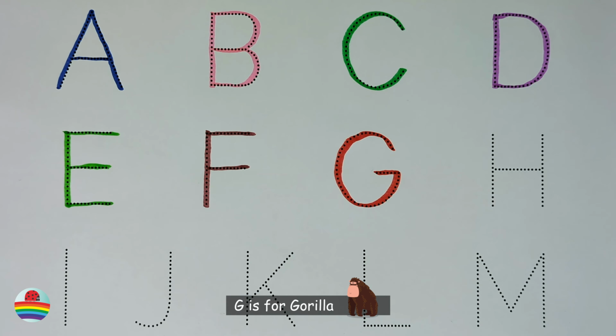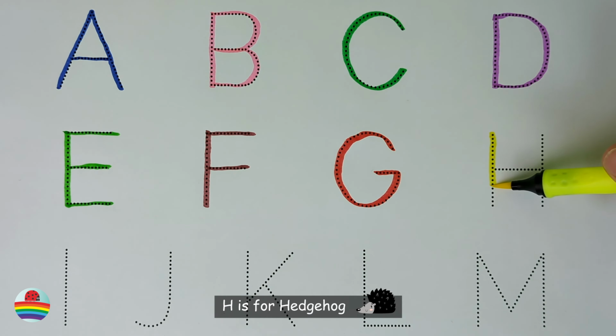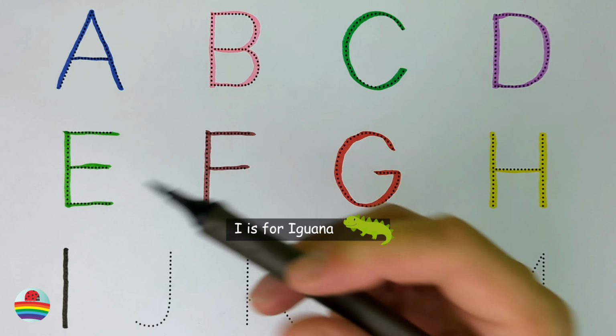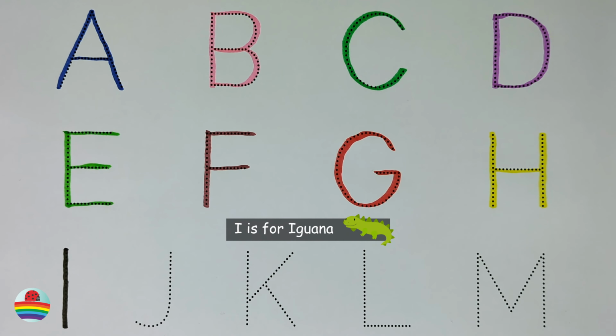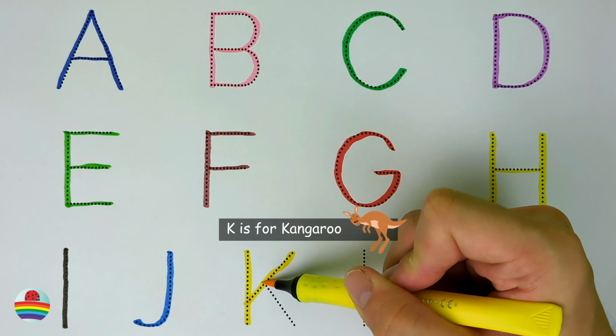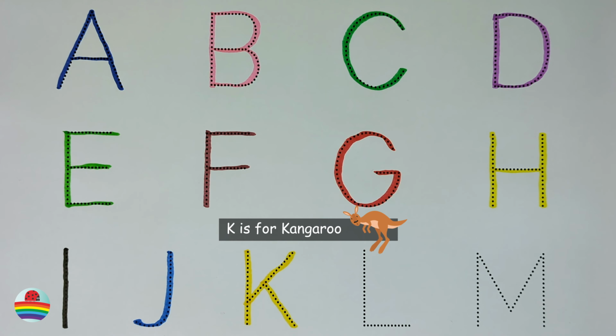G. H. H is for hedgehog. H. I. I is for iguana. I. J. J is for jellyfish. J. K. K is for kangaroo. K.